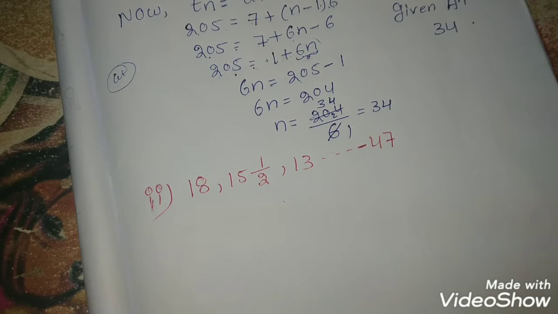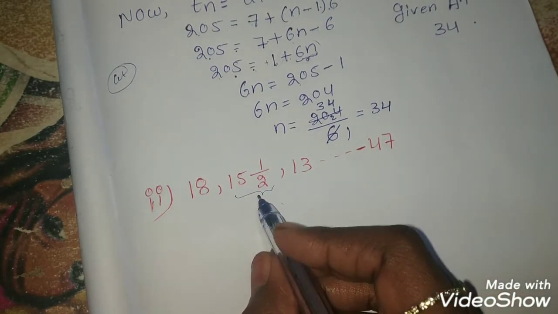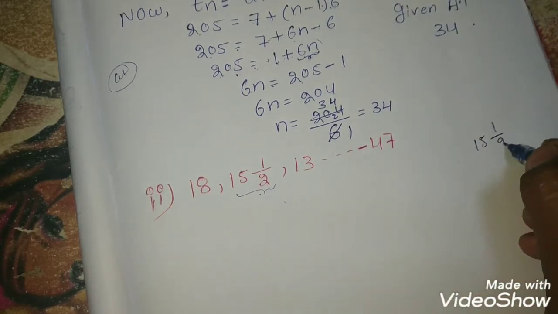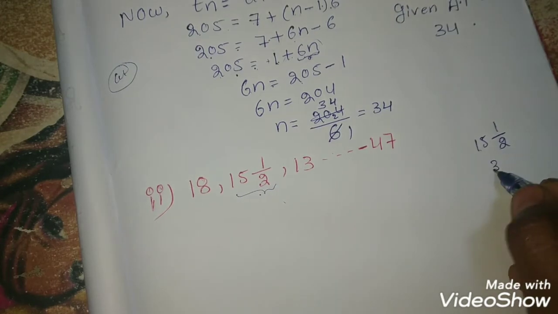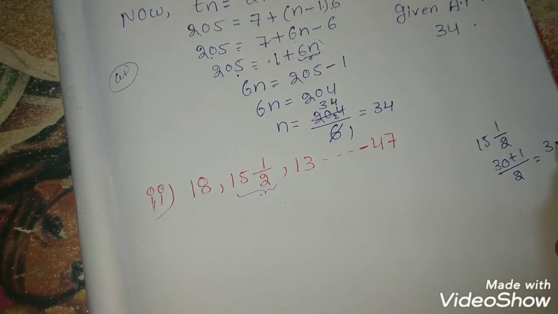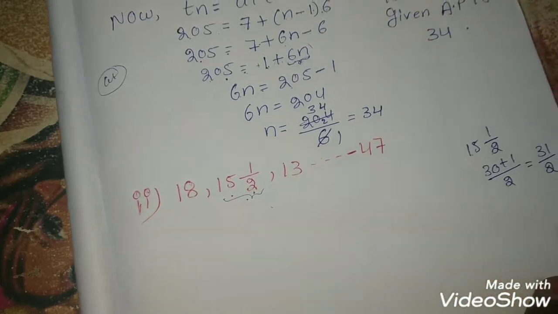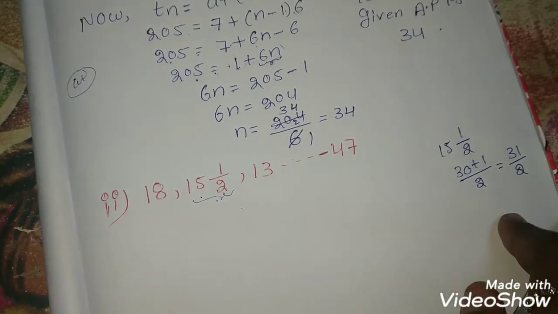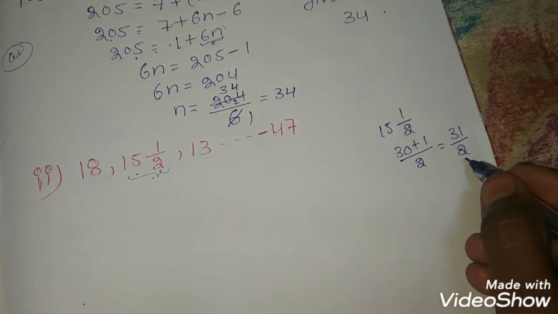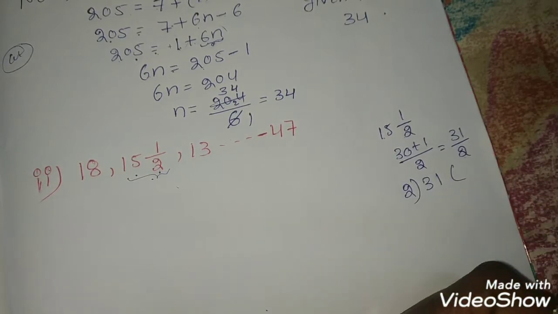By seeing this question, you are getting a doubt. Ma'am, what is this, 15 1 by 2? Actually, everyone knows that it is in the form of a mixed fraction. So, 15 1 by 2 can be written as 15 2s are 30 plus 1, divided by 2. That is 30 plus 1, 31 divided by 2. In the place of 15 1 by 2, you can write 31 divided by 2. And also I will show you how it will come. Just divide this, 31 by 2.